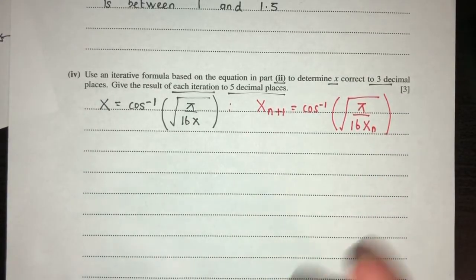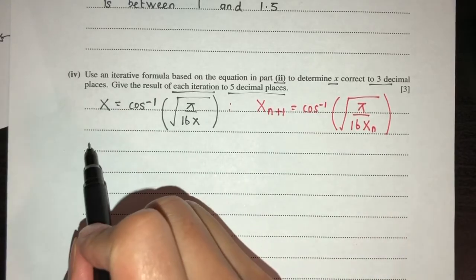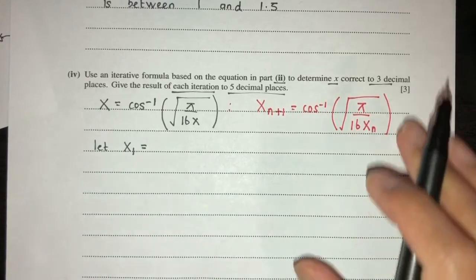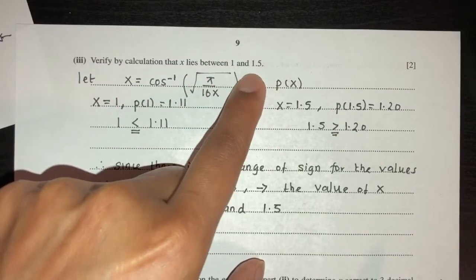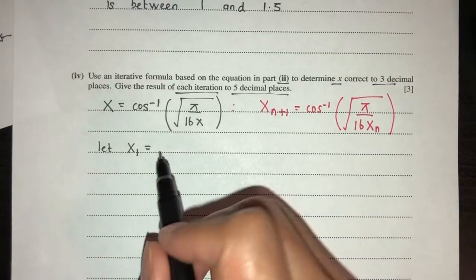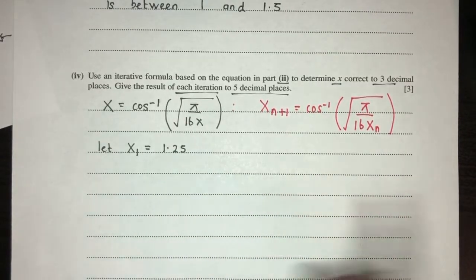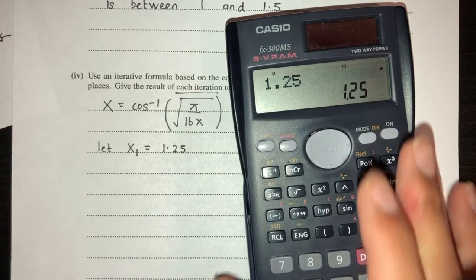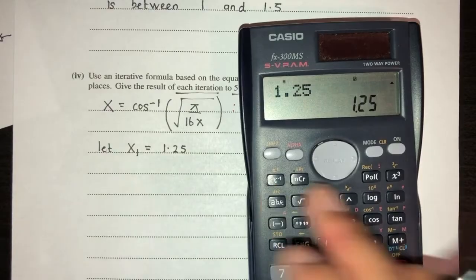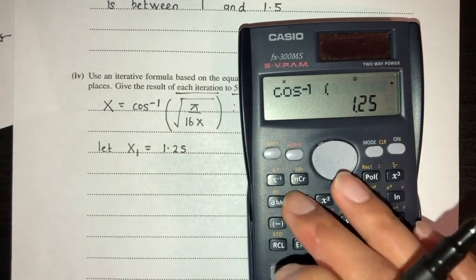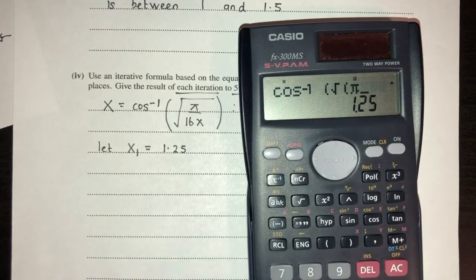Now we have to solve for the value of x. First, let the first x equal the midpoint of those two values. So 1 plus 1.5 divided by 2 will be 1.25, which is exactly in between those two values. This is the first value. So 1.25 will be your first value as your answer. Now for the next value, let's do this. First, cos inverse of root of pi divided by 16 times the answer.